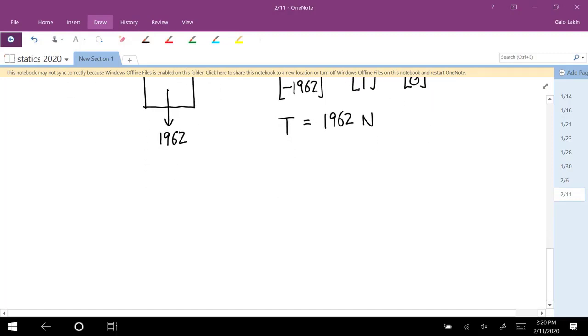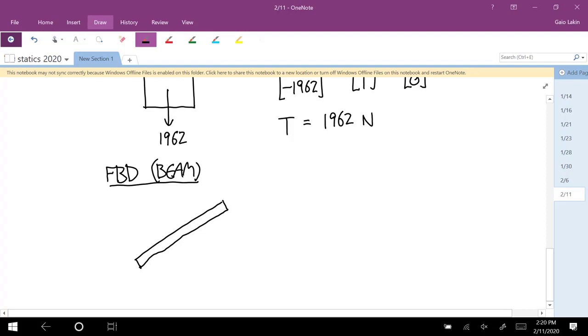So now we'll do the free body diagram of the beam. This is the new stuff. At the center of the beam, we have a weight force down that's equal to the mass of the beam times 9.81. So that is 981. And then we have the cable force, and we just calculated that the magnitude is 1962.